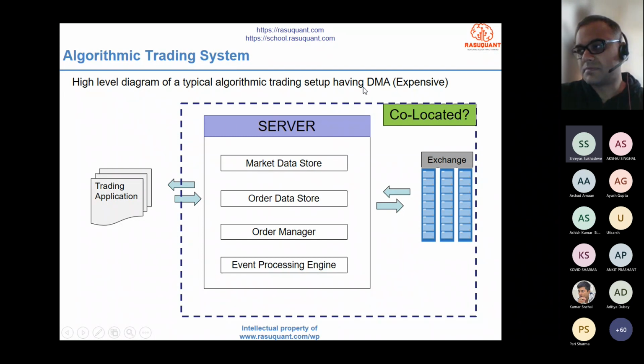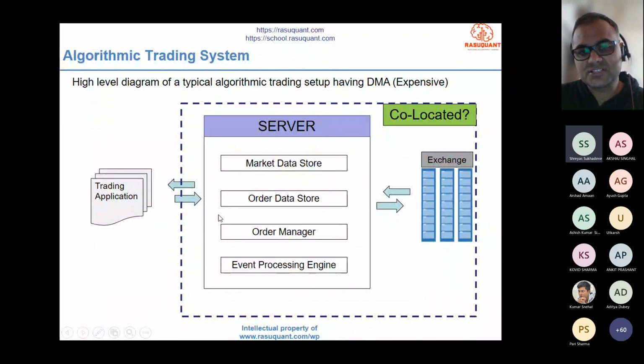Some people, 5 or 6 of them, can get together and raise some money, then get a DMA and set up this thing. So again, the barriers to entry are going down. If there are 5 or 6 smart kids, they should be able to raise sufficient money and set up this kind of a setup. So the first thing is to get the direct market access.